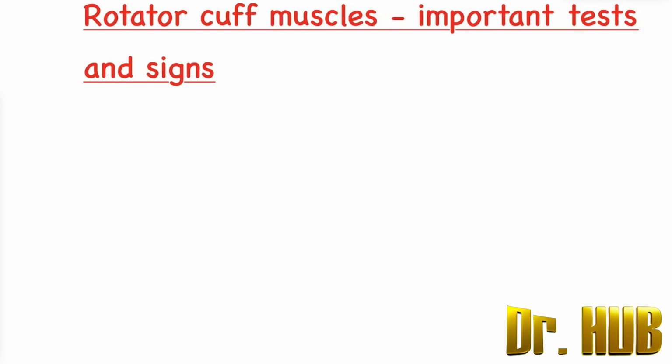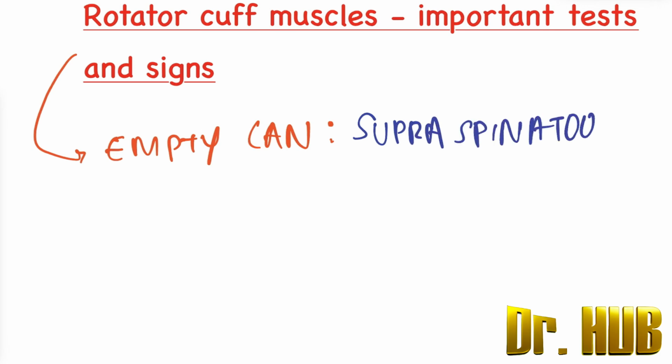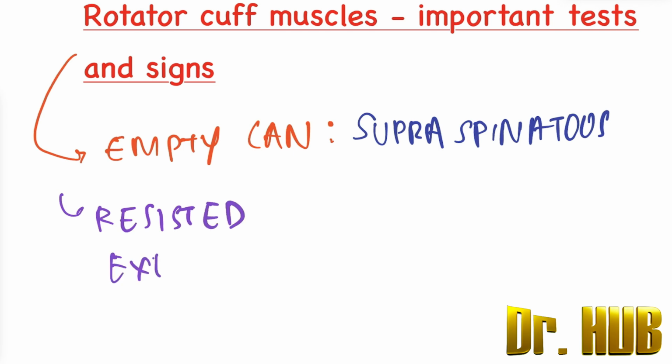Today we're looking at the rotator cuff muscles and the important tests and signs. The first one is the empty can sign. The muscle tested in the empty can sign is the supraspinatus. Then we look at the resisted external rotation. This is associated with the infraspinatus.